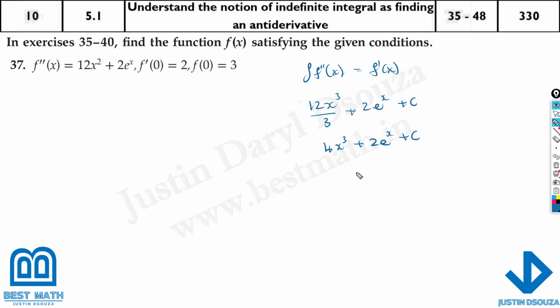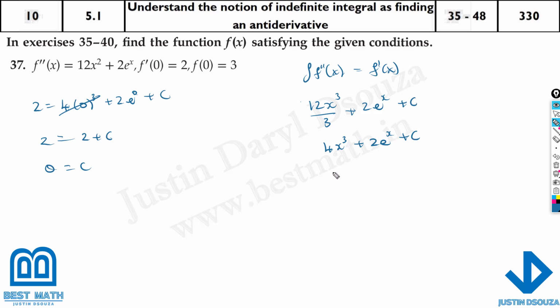Now, what is the c value? This is important before you go to the next step. Because why? Next step, again, we have to integrate it. Any constant will get an x term, isn't it? So here, I will substitute x equals 0 and this answer equals 2. So 2 will be equal to 4 times 0 to the power 3, plus 2e to the power 0, plus c. This cancels off because it's 0. Here we have only 2. So 2 equals 2 plus c. 2 to the other side, 0 is equal to c.